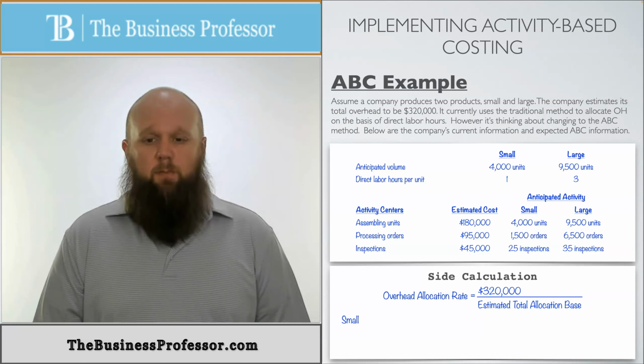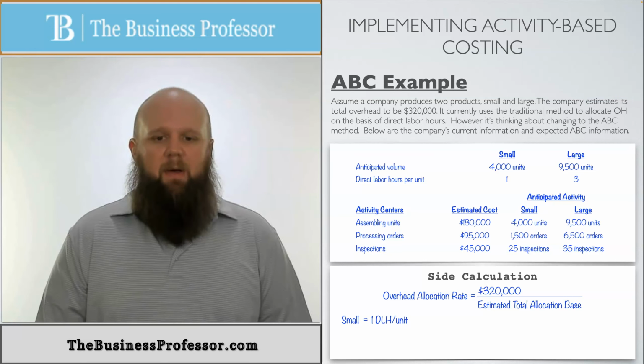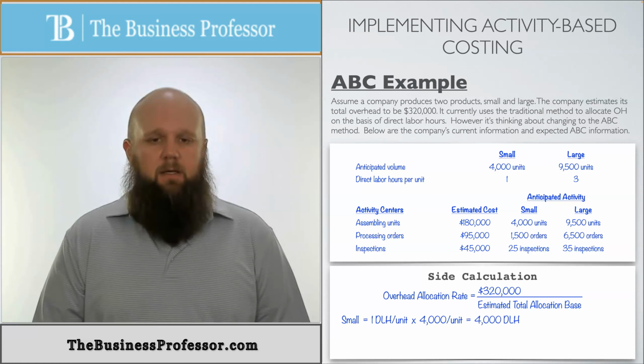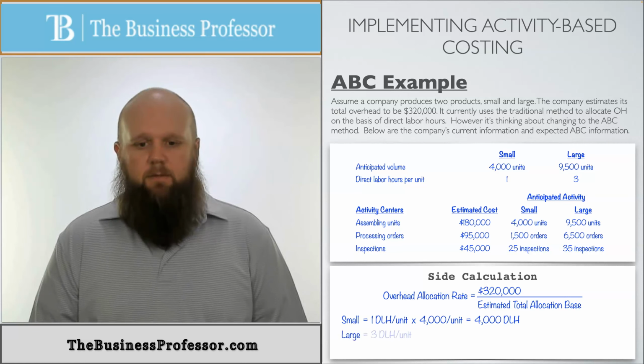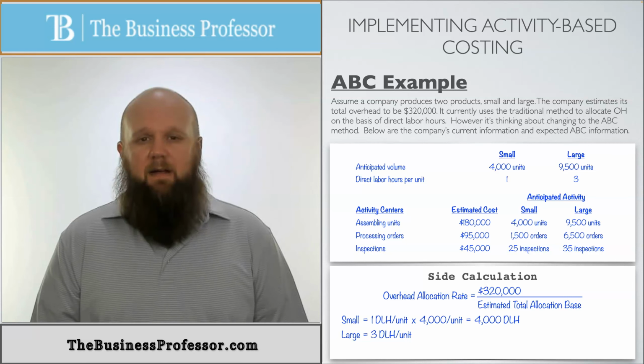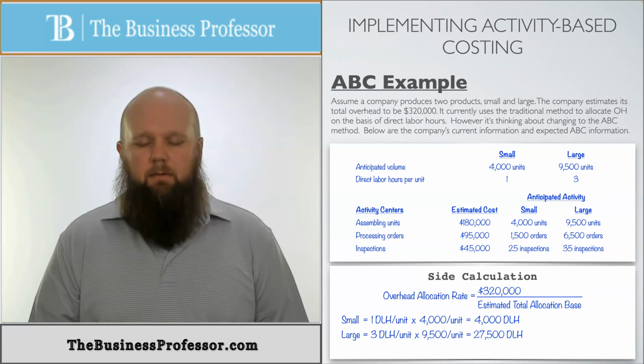So for a small, let's start there. One direct labor hour per unit, that's what's given to us. We're going to multiply that by how many units we're anticipating to produce. So 1 times the 4,000 gives me 4,000 direct labor hours. Now for the large, it takes 3 hours to produce 1 unit. So 3 direct labor hours per unit. We're going to multiply that by the 9,500 units that we're anticipating producing. And that's going to give us a total of 27,500 direct labor hours.